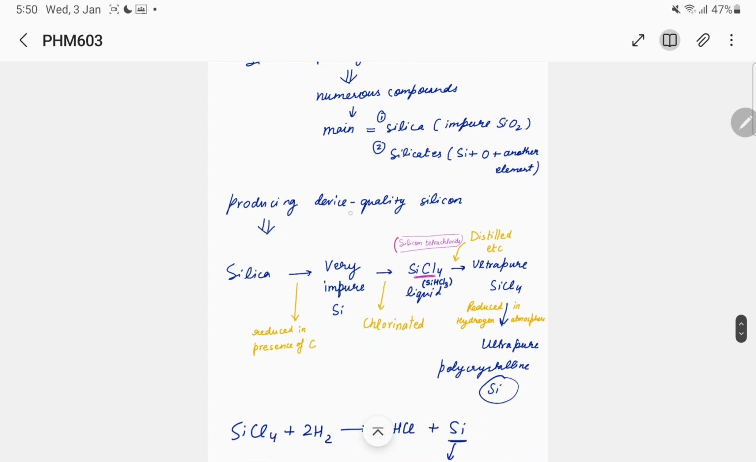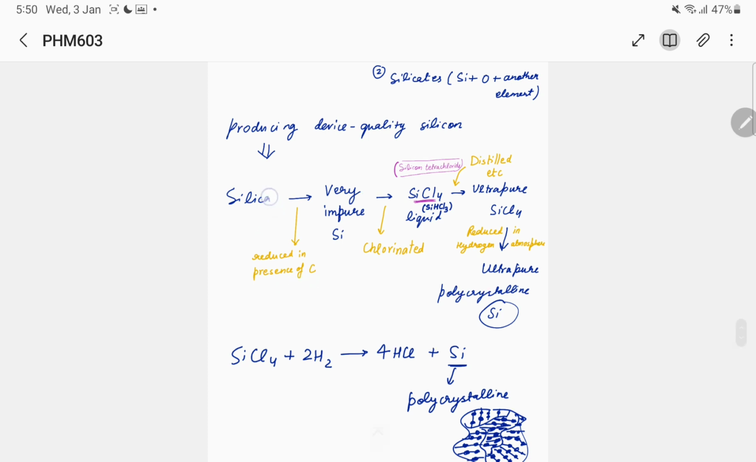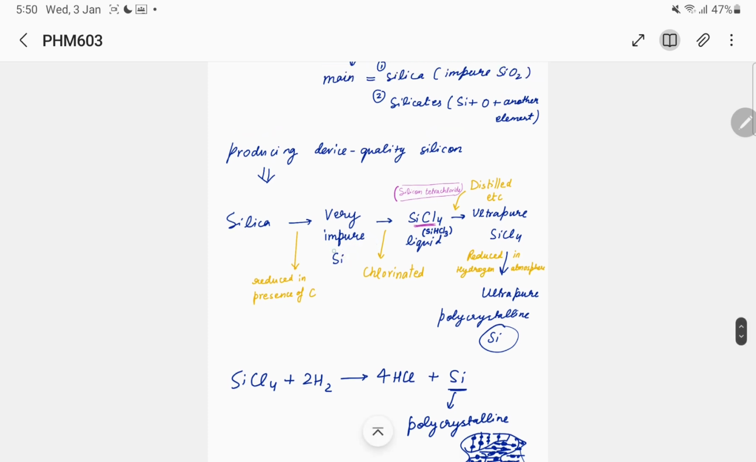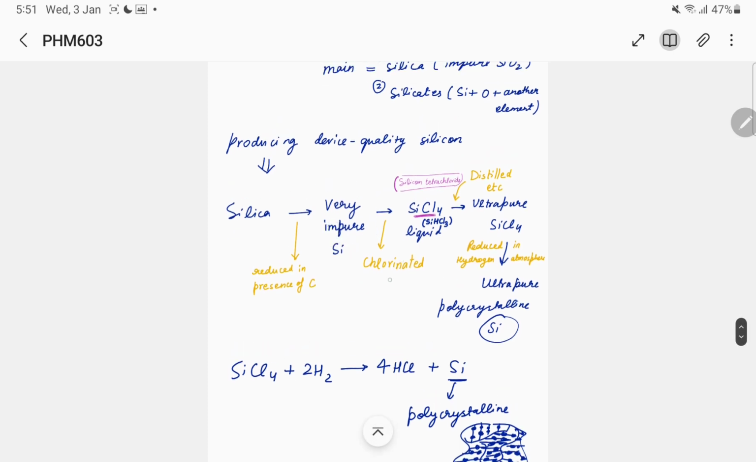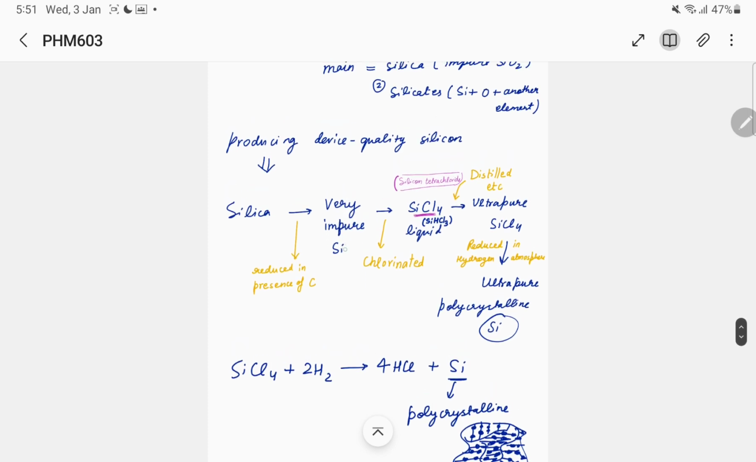Now, to produce device quality silicon, a silicon that we can use in our devices, the silicon has to go through some steps. First we have silica. Then we do a process where we reduce it in the presence of C, and we find a very impure silicon. Then what we do is chlorinate this very impure silicon.